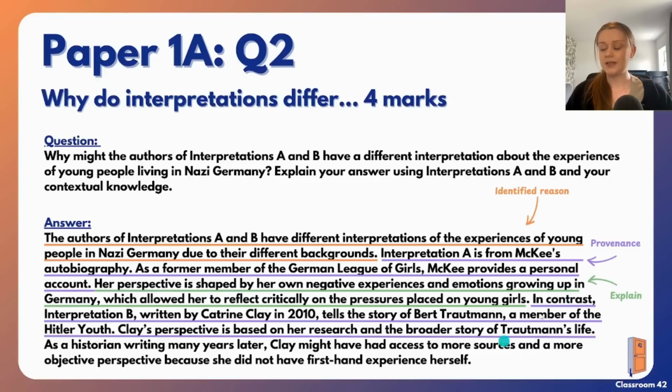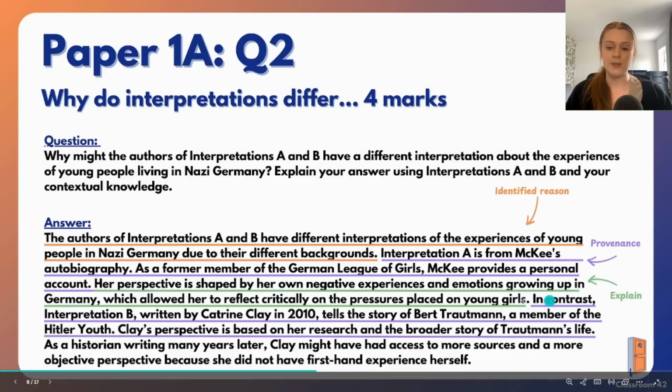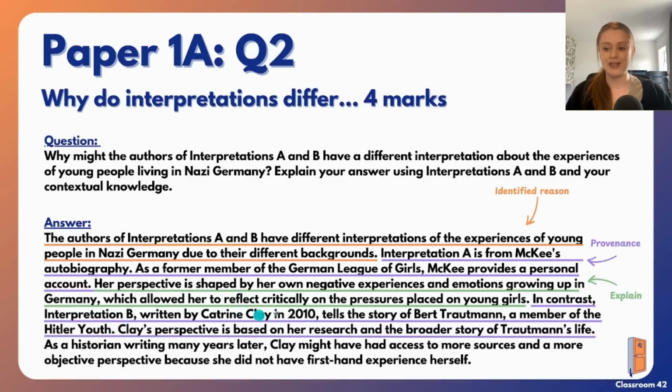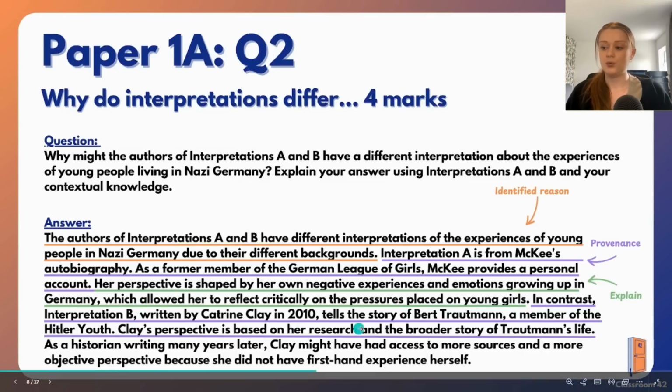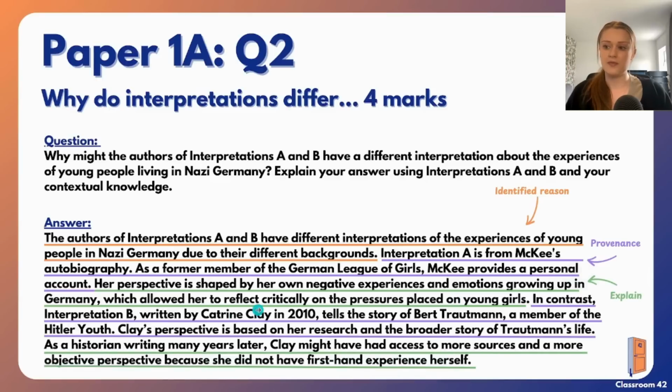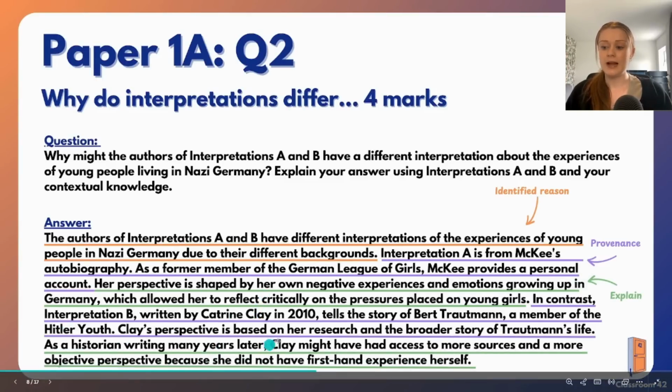So we're looking at the provenance again of interpretation B. In contrast, interpretation B, written by Katrine Clay in 2010, tells the story of Bert Trautmann, a member of the Hitler Youth. Clay's perspective is based on her research and the broader story of Trautmann's life. And then we've got to explain why this might affect her interpretation. So as a historian writing many years later, Clay might have had access to more sources and a more objective perspective because she did not have first-hand experience herself. And that is question 2.